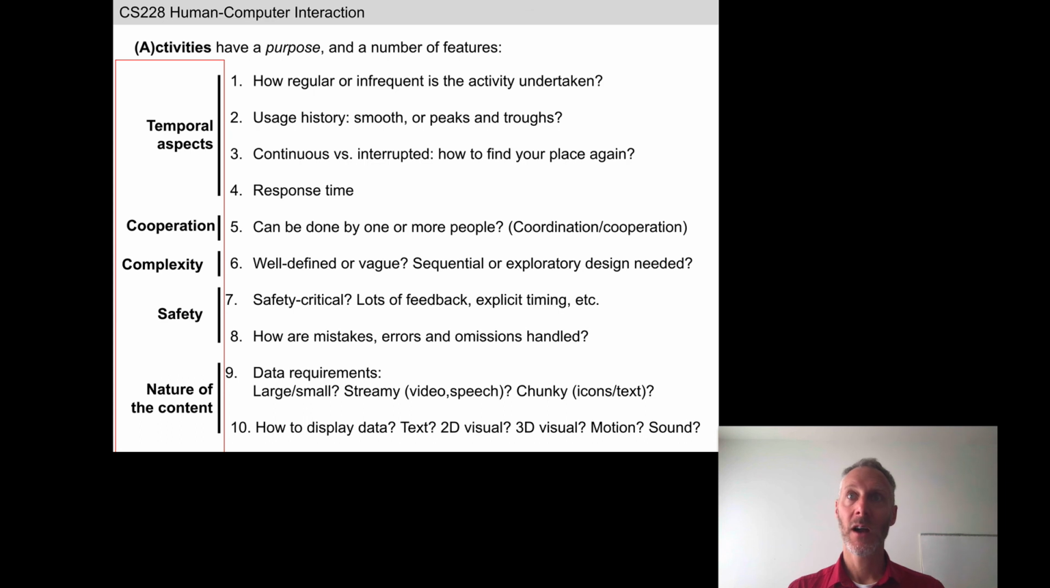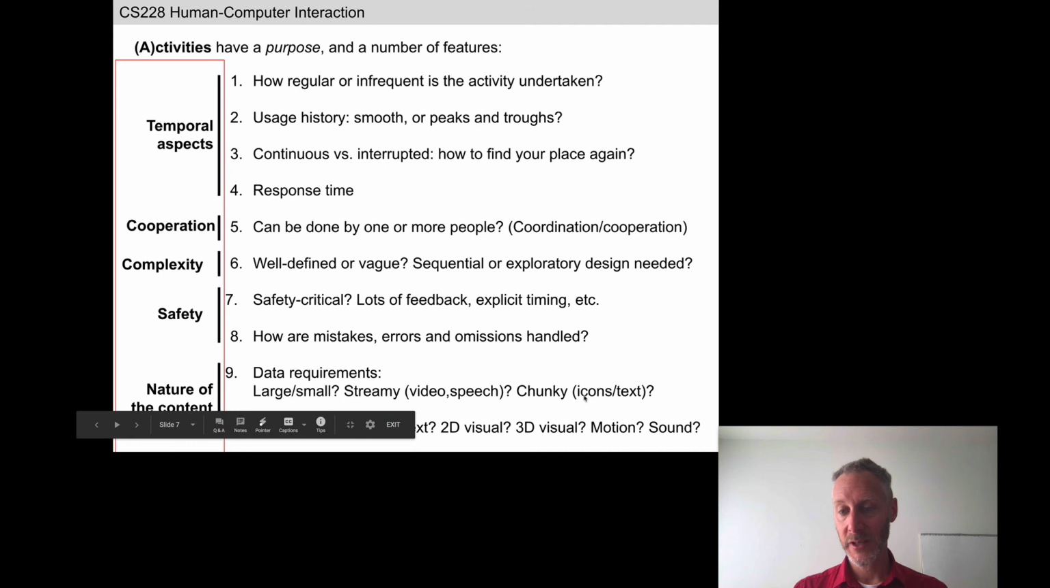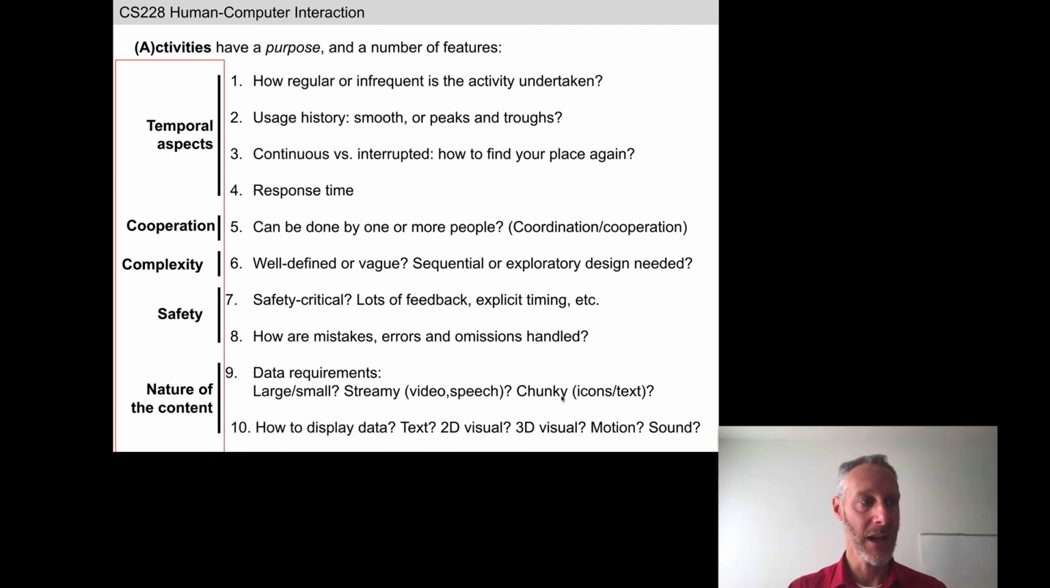So for example, if you're trying to learn a new programming language like JavaScript, some people jump on YouTube and look for a video tutorial and prefer to watch a video of somebody coding. Or alternatively, you might want to look at a series of screenshots interspersed with text describing how to code. So there are streamy data options if you want to learn a programming language, or chunky data options if you want to learn a language.